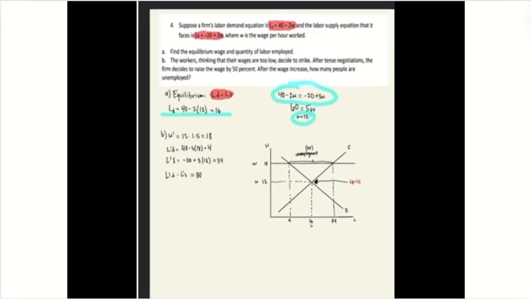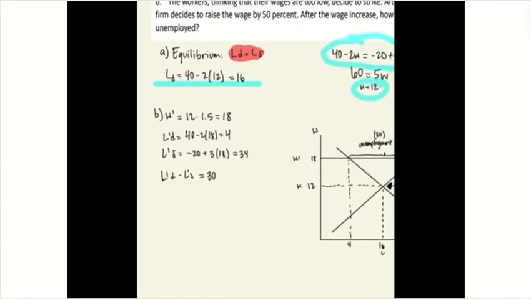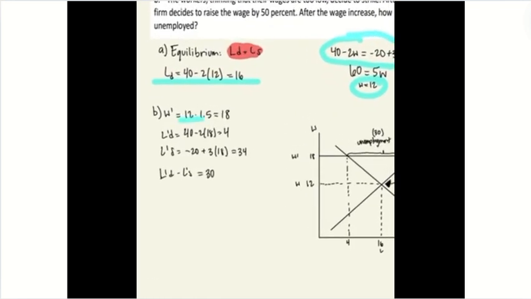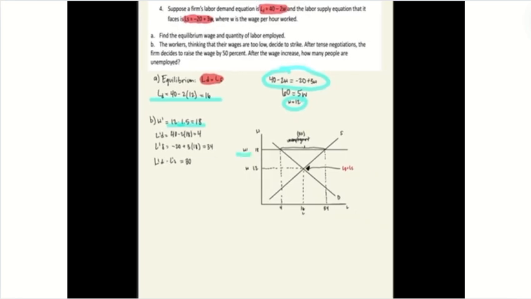So next it says the workers, thinking their wages are too low, decide to strike. After tense negotiations, the firm decides to raise their wage by 50%. So that's when we raise the wage, which is 12, times 1.5 since it raised, that'll be 18. That's going to be our new W1, as you can see right here.